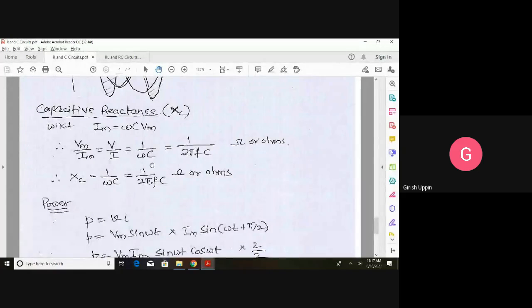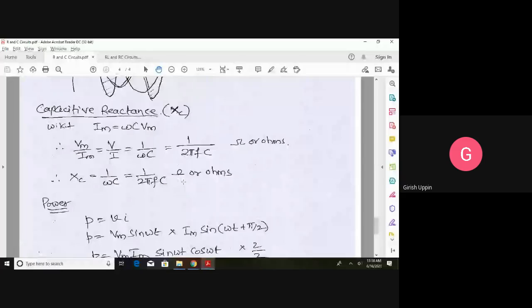And omega is 2 pi f. This is also equal to 1 by 2 pi fC, which is nothing but the XC. What I told, the ratio of voltage and the current is always the opposition of the circuit. In the case of a capacitance, it is a capacitive reactance. XC is equal to 1 by omega C is equal to 1 by 2 pi fC, and represented in ohms. R, XL and XC are represented in ohms because those are the opposition.